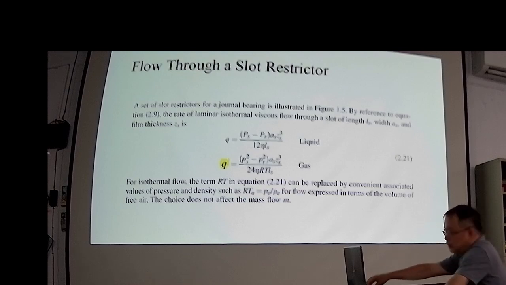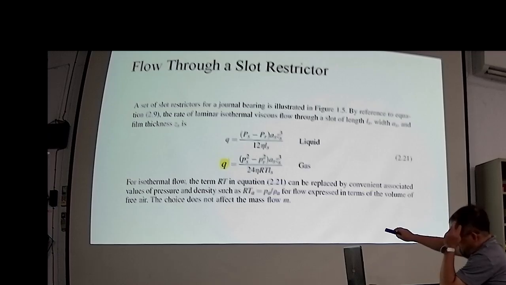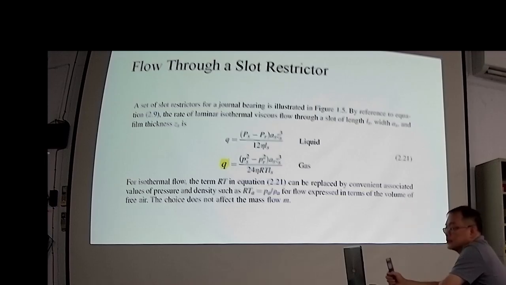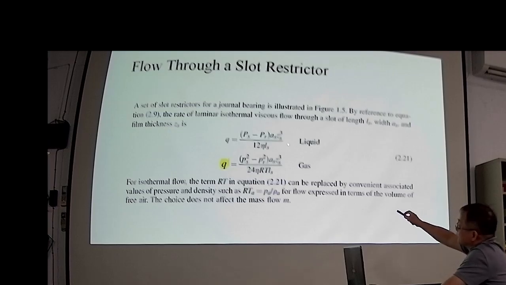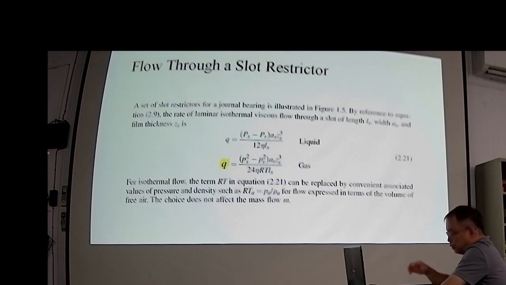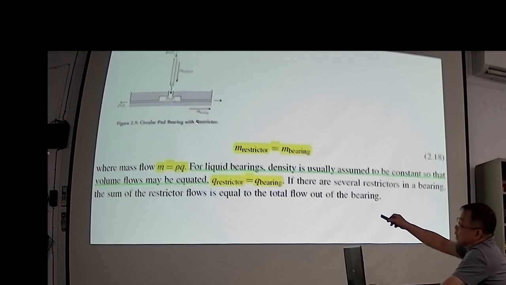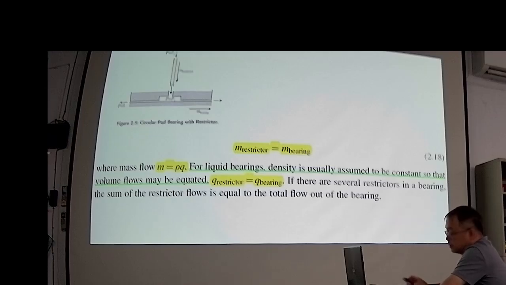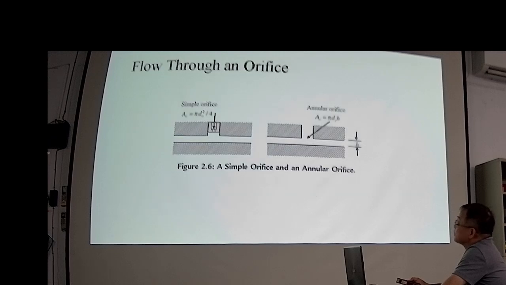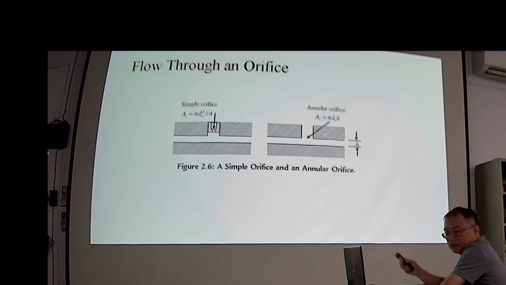So this is another equation for the volume flow rate passing through the slug restrictor. The first one is for the oil hydrostatic bearing. The second one is for the air bearing. Both apply to the circular bearing test. This kind of design.